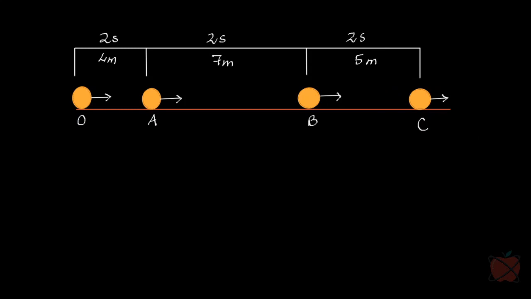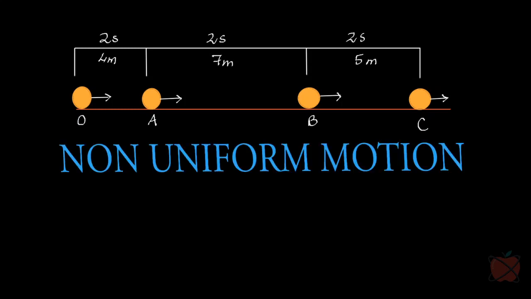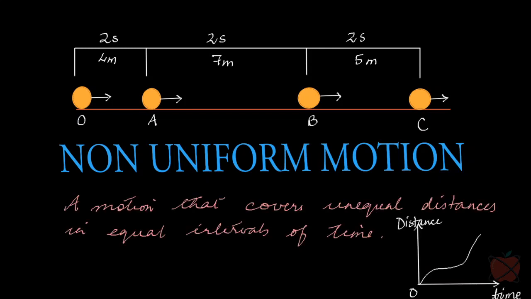So we have another type of motion where the body is not covering equal distances in equal intervals of time, and that is called non-uniform motion. So how do we define a non-uniform motion? A non-uniform motion is such that it covers unequal distances in equal intervals of time.